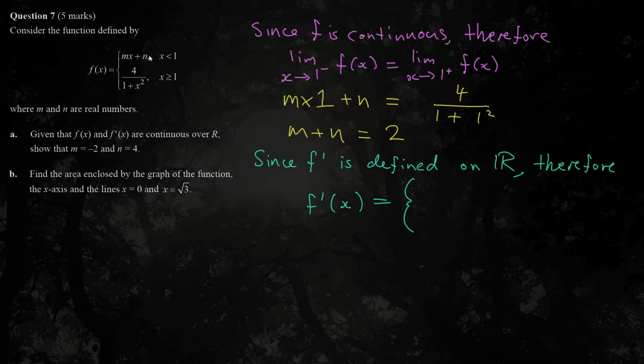So we've got a degree 1 polynomial here. We differentiate it, we lose the constant term. We just pick up an m here, and that's for x less than 1. And for the right-hand side, obviously we know it's going to be for x at least 1. And the question is really just how do we actually differentiate this?